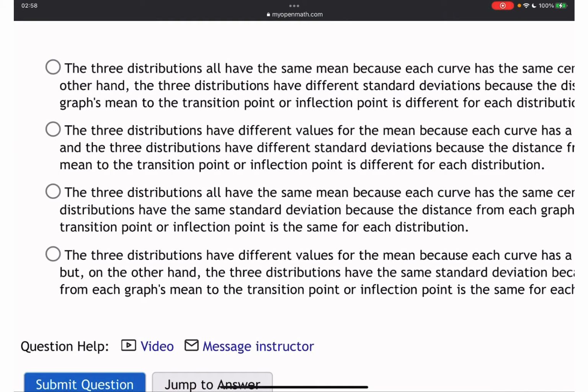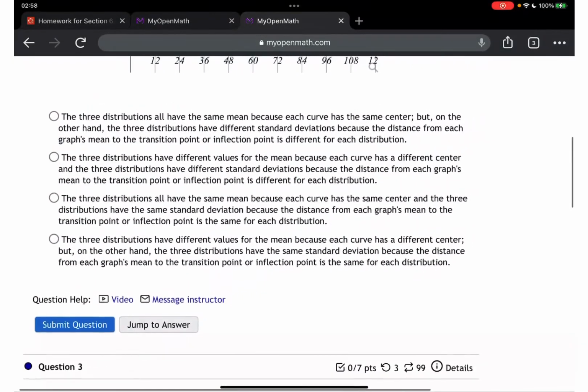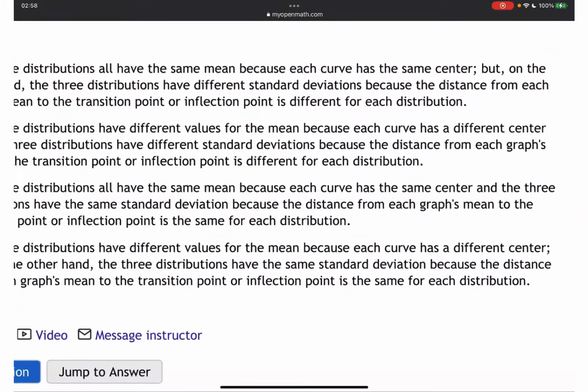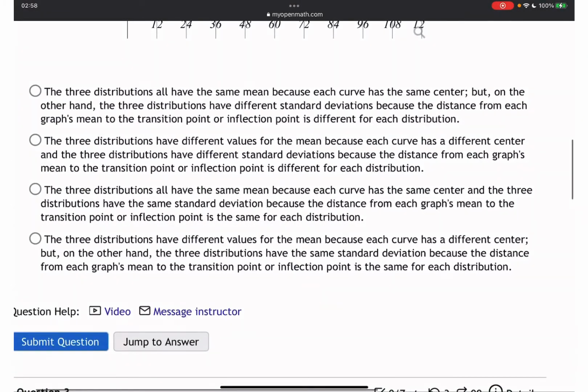Okay, this one, do we have any other? Also, the second one and the fourth one have different values for the mean. Let me see. Now let's pick between the second and fourth answers. Each curve has a different center, but on the other hand, the three distributions have the same standard deviation. This is going to be our answer. Different mean, same standard deviation. Let's check.